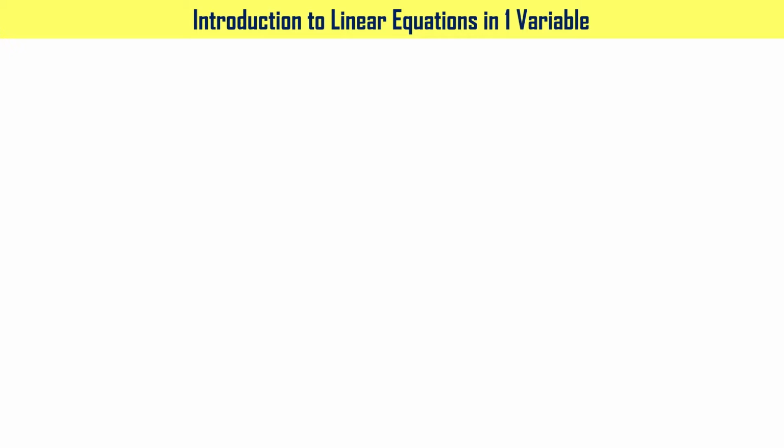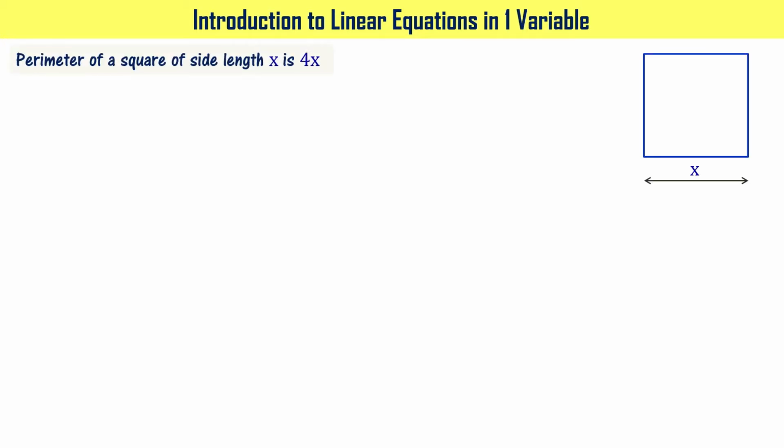Let us understand about linear equations in one variable now. Perimeter of a square of side length x is 4x. In the figure, you see the side length of the given square is x, right? And we know a square has all four sides of equal length. It means the perimeter of a square of side length x is going to be 4x, right?